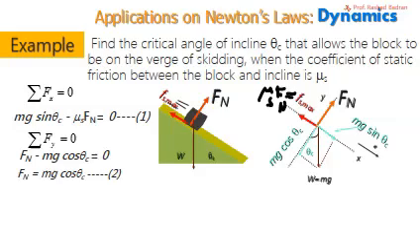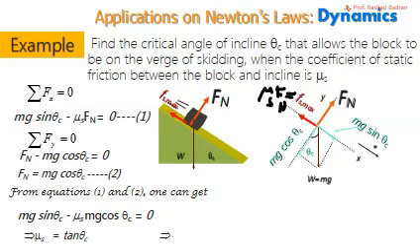By solving these two equations, 1 and 2, we can get an equation for tan theta equals the coefficient of static friction mu sub s. Then obviously the critical angle is equal to tan inverse mu sub s.